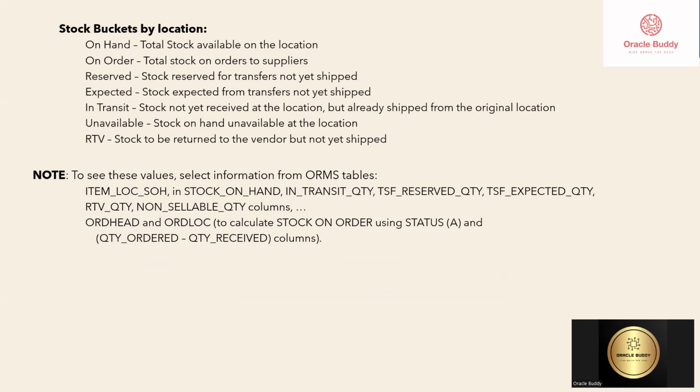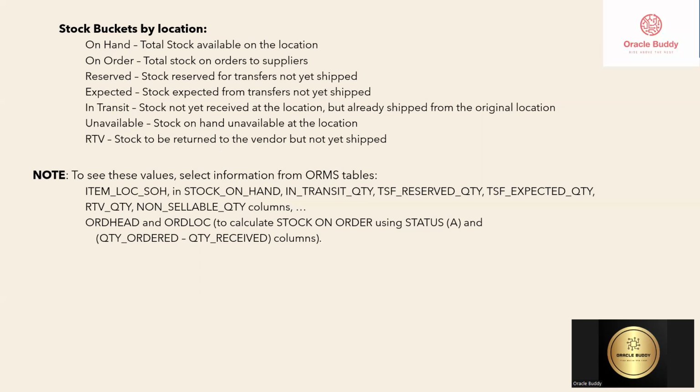If you check the item log SOH and related tables, you will have these details. On hand: total stock available at the location. On order: total stock on order to the supplier. Reserved: stock reserved for transfers not yet shipped. Expected: stock expected from a transfer not yet shipped. In transit: stock not yet received at the location but already shipped from the original location. Unavailable: stock on hand unavailable at the location.